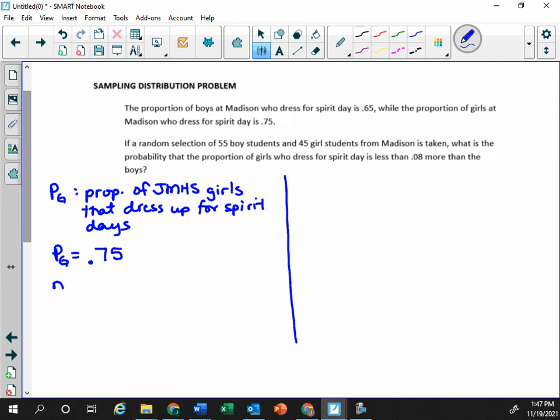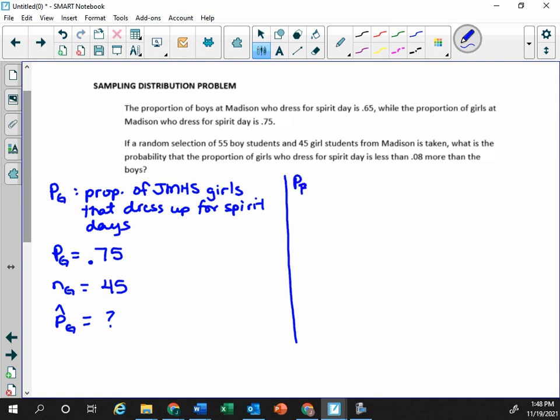What is our sample size for the girls? 40. Good. What about P hat for the girls? Do we know P hat? We do not, okay. Don't know P hat.